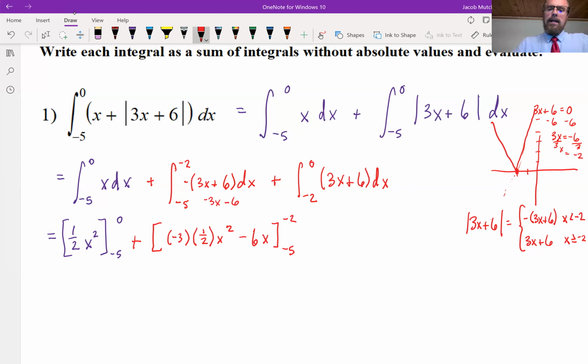And then for my last integral, that's going to look a lot like my second one, just positive instead of negative. So it's going to be 3 times half times x squared plus, on this version, 6x. And according to its limits of integration, it's going to integrate from -2 to 0. So now we're ready to evaluate a lot of algebra at this point.